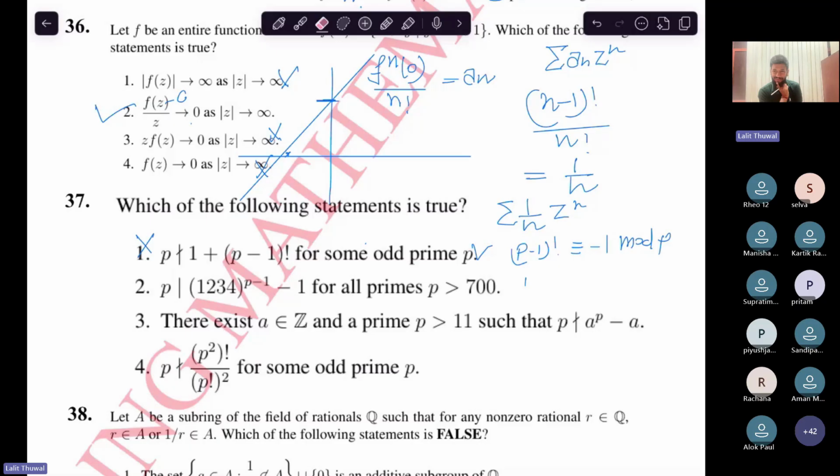So the statements are correct, so they will not affect the answer. By the way, we should know the correct names also. Okay. So this is Fermat's theorem.